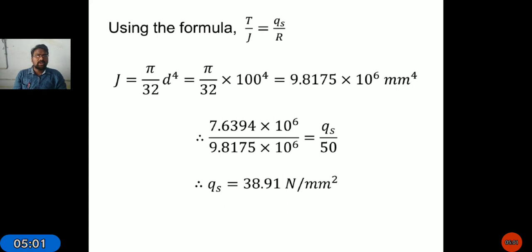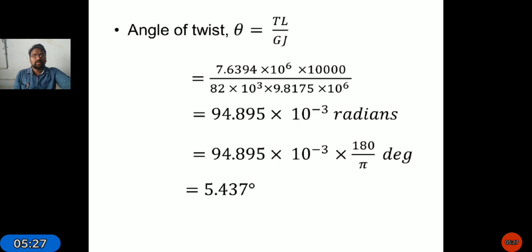R is nothing but half of the diameter, that is R equals D by 2, and by substituting the J value we will get the shear stress in this equation. J equals pi by 32 D power 4, that is pi by 32 into 100 power 4. By substituting these values in this equation we will get the value of q s, that is 38.91 Newton per millimeter square.